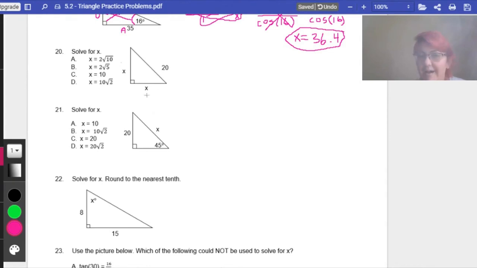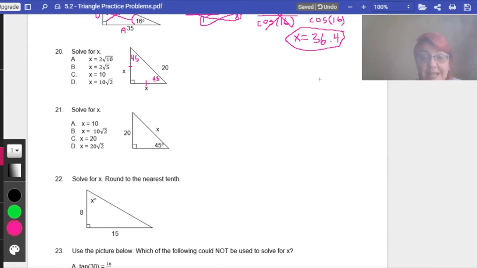Aha, I know this one. I have a 45, 45, 90, and I know that because the legs of my triangle are congruent, which means that this is 45 degrees and this is 45 degrees.